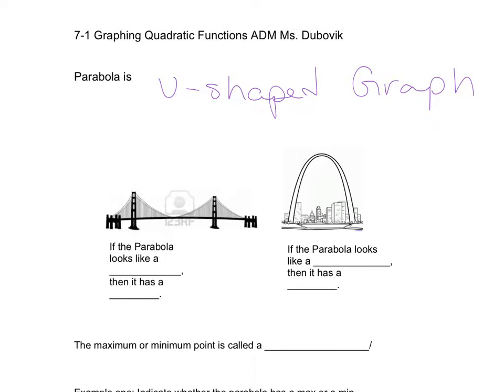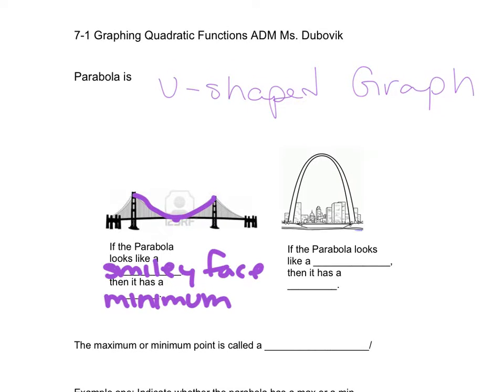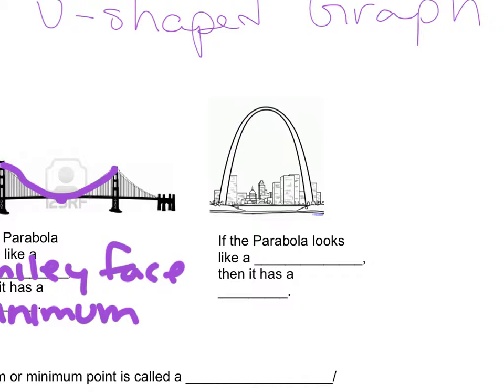So if it were to look like this first example here of a suspension bridge, this would look like a smiley face. And then it has a minimum value. It'll start at the minimum value and all the other ordered pairs will be above it. If we look at, let's say, the St. Louis Arch, the St. Louis Arch has a maximum value, and in this case, looks like a frowny face. So we call this point where it's the highest the maximum.